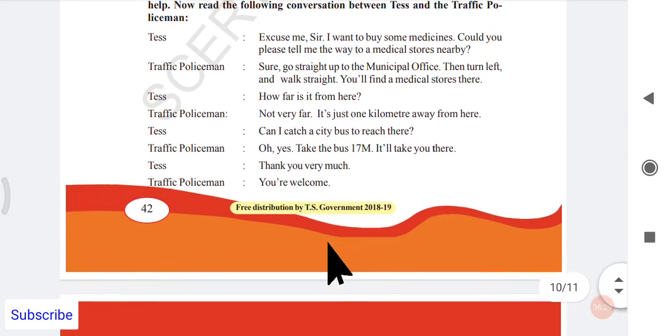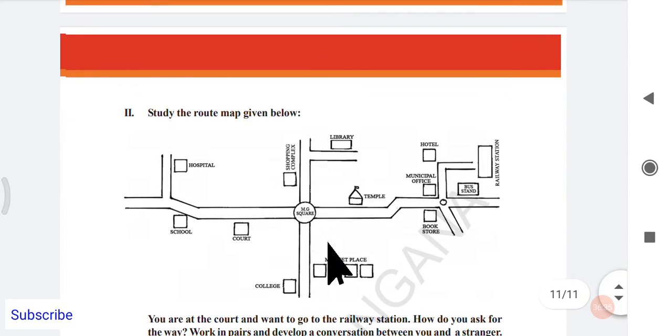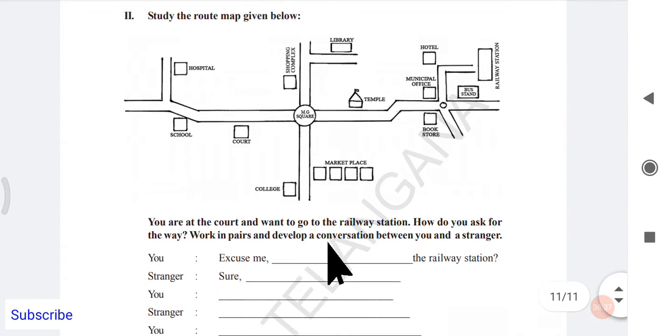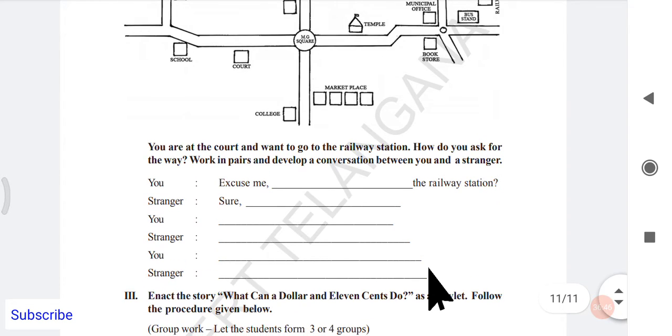Traffic policeman: You're welcome. So in this way we have to communicate with unknown people, if at all you want to ask for an address. Next we have a map here, and you are at the court and want to go to the railway station. For example, you are here at the court and you want to go to the railway station here. How do you ask for the way?